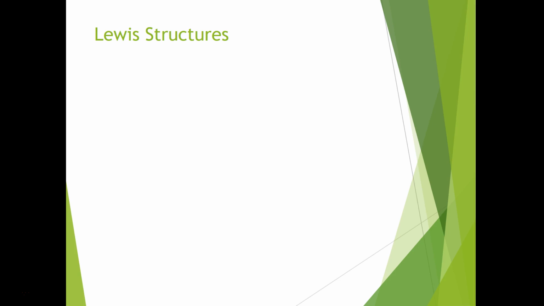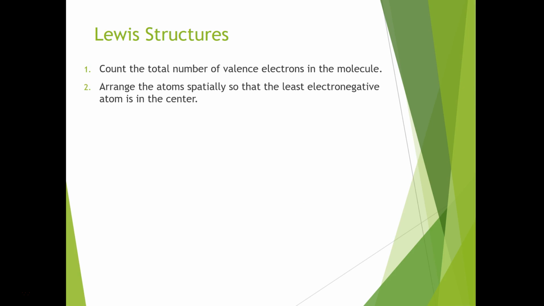Okay, Lewis structures. Now, drawing Lewis structures is actually pretty easy, especially once you get the hang of it. It may seem hard at first, but I recommend just practicing. So here are the steps. The first thing you want to do is count up all the valence electrons in the molecule. Next, arrange the atoms spatially so that the least electronegative atom is in the center.